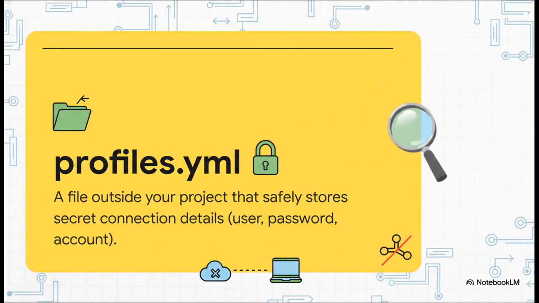And this brings us to dbt's really elegant solution, a special file called profiles.yml. This file is created outside of your project folder, usually in a hidden directory right in your user's home folder. And this creates a perfect separation of concerns. Your project code is public, it's shareable, but your profiles.yml file with all your secret credentials, that stays private, local to your machine, and never ever gets checked into Git.